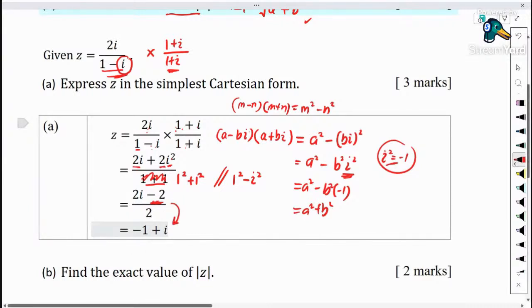Watch out, I skipped some steps. Initially, for each of these terms, when you divide by 2, I will have i minus 1. But when you write the answer in Cartesian form, we always start with the real part followed by the imaginary part. So that's why I put the negative 1 first, then followed by i. So this is how I get my answer.